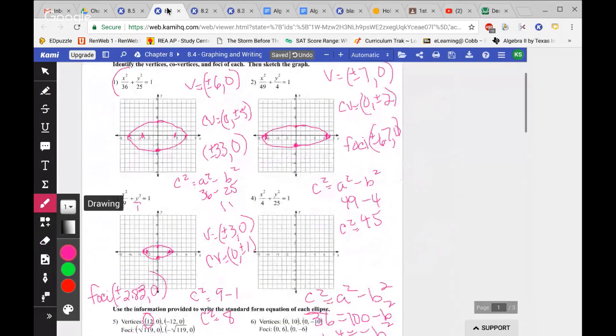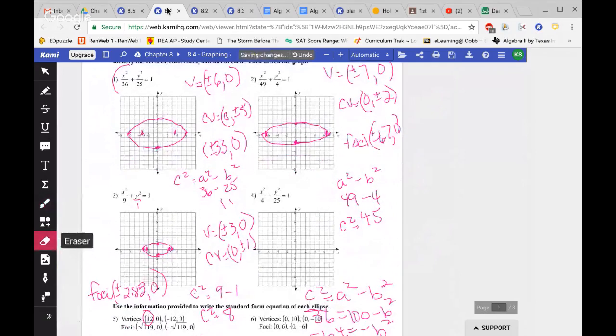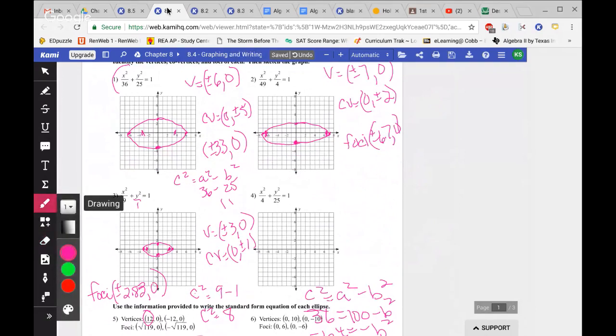All right, so number 4, our vertices are what? 5. They are 5, and they're on which axis? x. On number 4, X, right? No, y. My bad. Sorry.